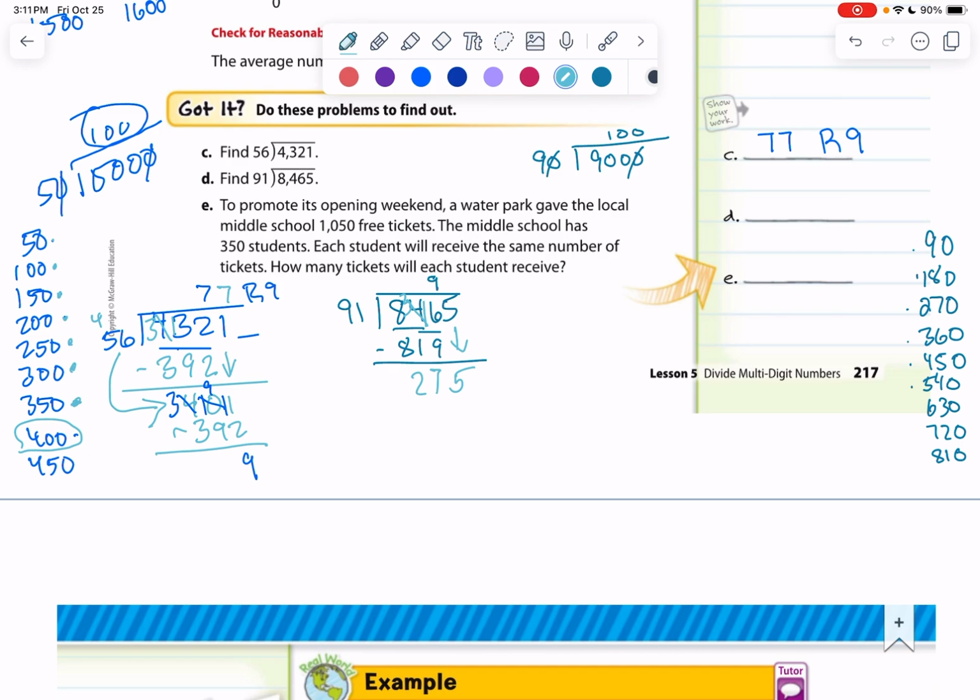Okay, so now we're thinking about 91 into 275. If I look at my skip counting over here, possibly this one. Should we try it? That'd be 91 times 3. Let's do it. 3 times 1 is 3. 3 times 9 is 27. Oh, it did work. Subtract. 5 take away 3 is 2. So, since we have nothing else to bring down, that is a remainder 2. Okay? So, 8,465 divided by 91 is 93 remainder 2.